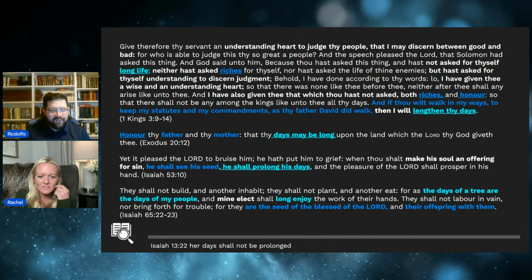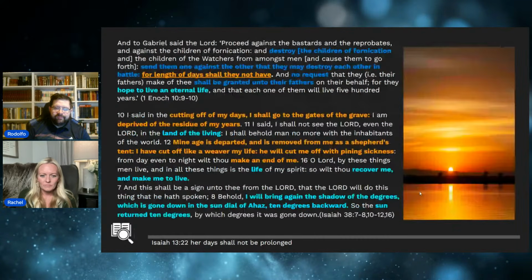Okay, so Isaiah 65:22 and 23. They shall not build and another inhabit. They shall not plant and another eat. For as the days of a tree are the days of my people, and mine elect shall long enjoy the work of their hands. They shall not labor in vain, nor bring forth for trouble. For they are the seed of the blessed of the Lord, and their offspring with them. So there's maybe another example of it, even though the words aren't exactly the same.